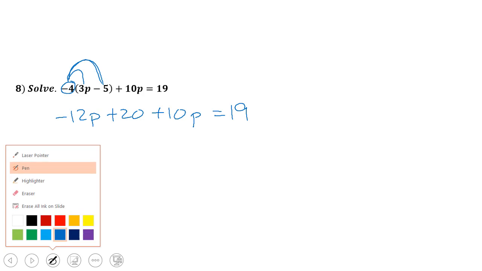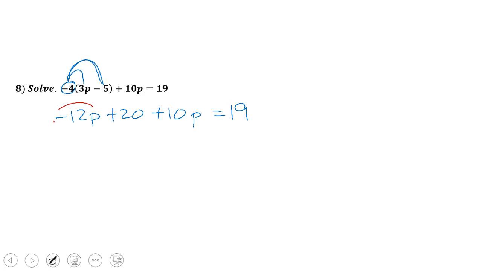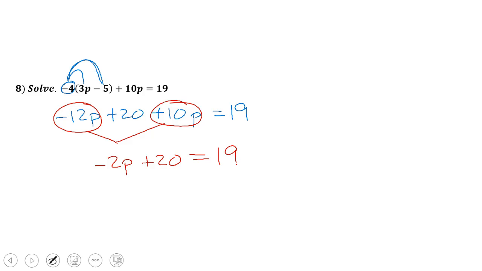And we recognize that we have some like terms that we can combine. We have a negative 12 and a positive 10. When we combine those together, we get negative 2p plus 20 is equal to 19. And then we have 2 more sets of like terms that we can combine. Now this time they're on opposite sides. So negative 2p is now, we're going to subtract the 20 from both sides, equal to a negative 1.